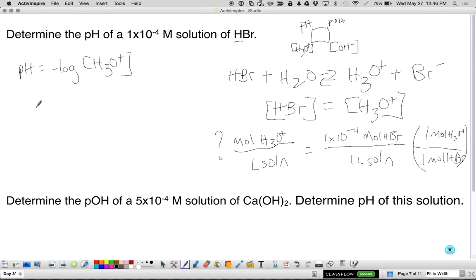All right, so this is -log of 1 × 10⁻⁴. Okay, so my concentration of HBr is also equal to my concentration of H3O+, and this just gives me a value of 4.0.